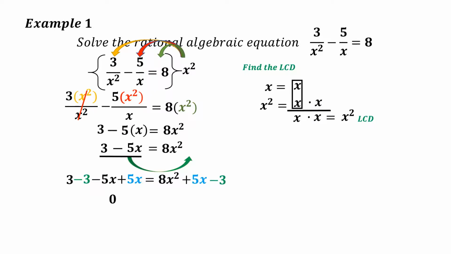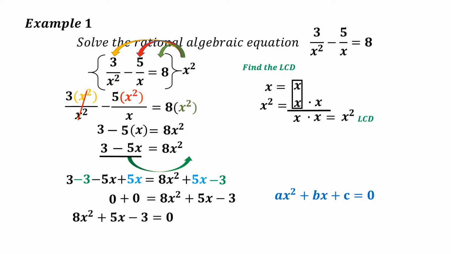So we have 3 minus 3 is equal to 0. Negative 5x plus 5x, the result is 0. Is equal to 8x squared plus 5x minus 3. Since it is a quadratic equation, we will write it in standard form. The standard form of the quadratic equation is ax squared plus bx plus c is equal to 0. So we have 8x squared plus 5x minus 3 is equal to 0.